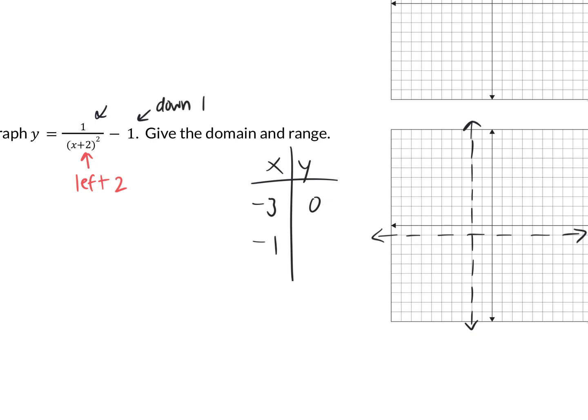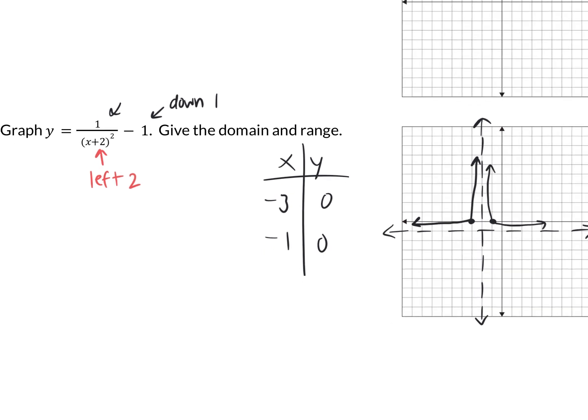Do we agree? And what do I get when I plug in negative 1? Does that make sense that they're the same? Because they are symmetric, right? So over negative 3 at 0 and over negative 1 at 0, my end behavior is going to look the same. I'm going up close to the y-axis and close to the x-axis. And then our domain and range have obviously switched.